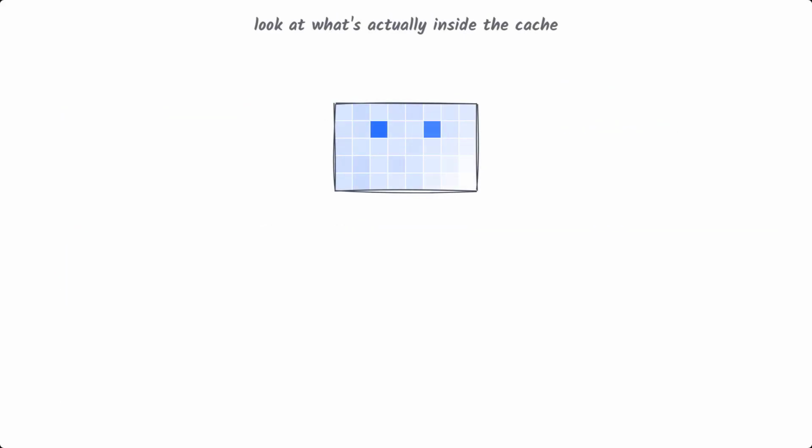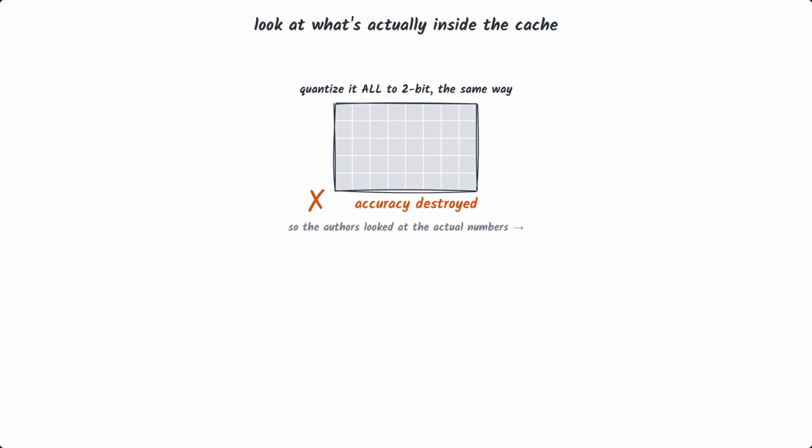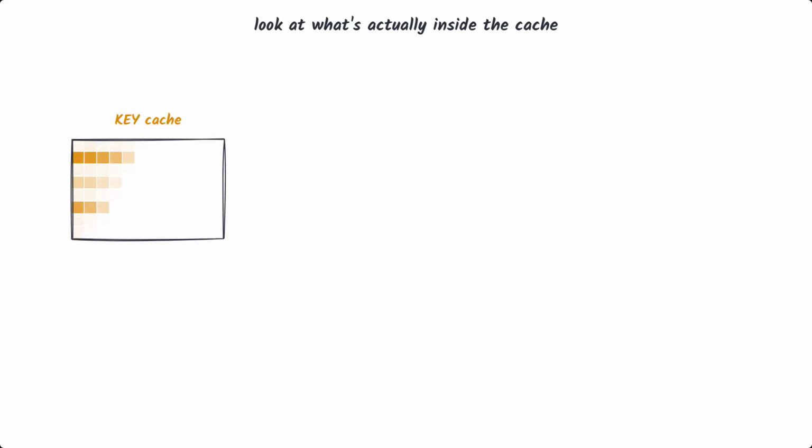The naive fix, crushing everything to 2 bits the same way, destroys accuracy. So the authors did something people usually skip. They actually looked at the numbers inside the cache. And they found the key cache and the value cache are completely different objects.